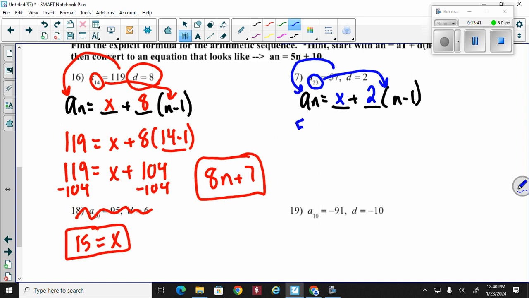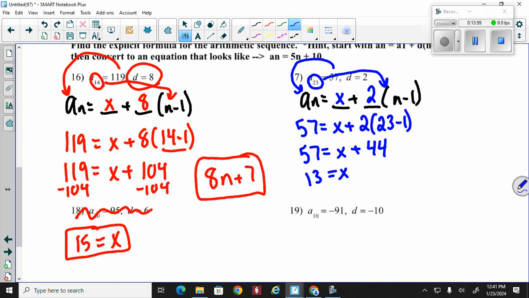So that ends up being 57 is equal to x plus 2 times 23 minus 1. Well, 57 is equal to x plus, I believe this is 44 now, because 23 minus 1 is 22 times 2. So subtract 44, and you get x is equal to 13. Okay, so that's my first term.